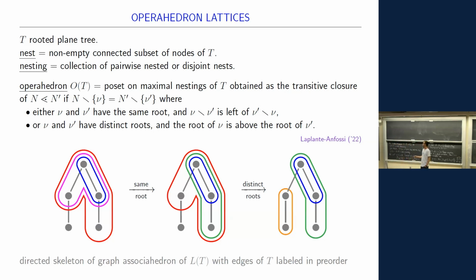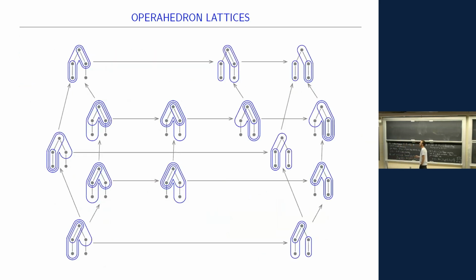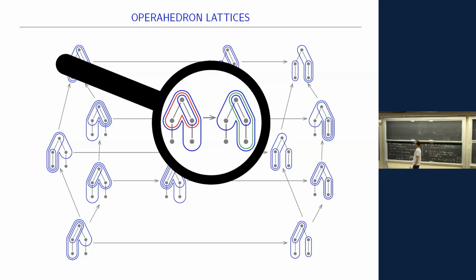And the other option is that the two exchanged nests have distinct roots. In this case, I orient the flip from the nest whose root is above to the nest whose root is below. Okay, so this is the definition of the operahedron. It's a directed skeleton of the graph associated on the line graph. So here is the operahedron of the tree we started from, and here are the two flips that we saw just before.